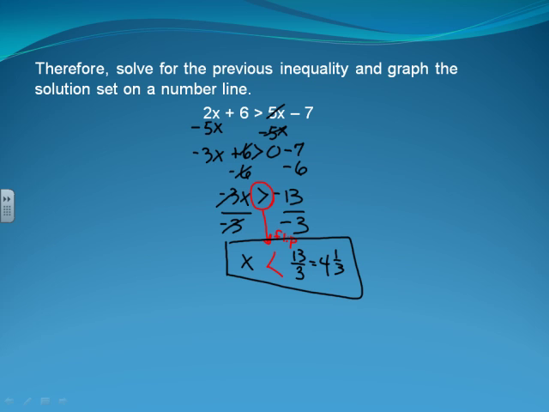Now we're asked to graph that solution set on a number line. So as before, draw your number line. At a minimum, you have to have that starting point, 13/3 or 4 1/3. The problem is x is less than that, so that means all values to the left are solutions. But since it's less than and not less than or equal to, you're going to put an open dot actually on 13/3. And that's your solution.